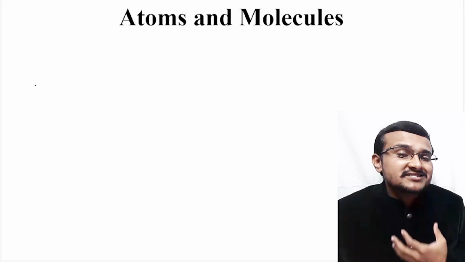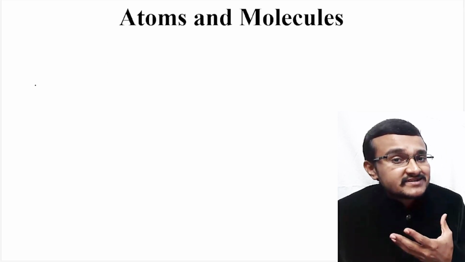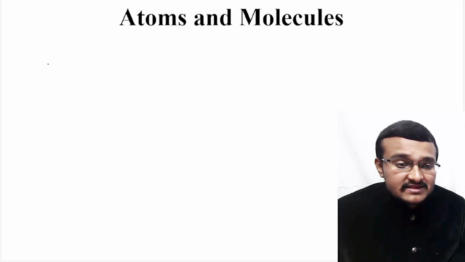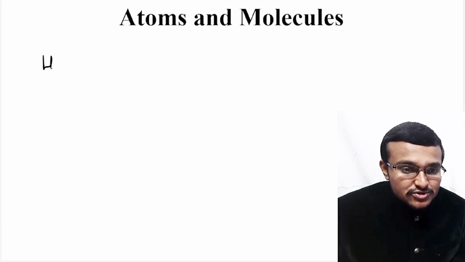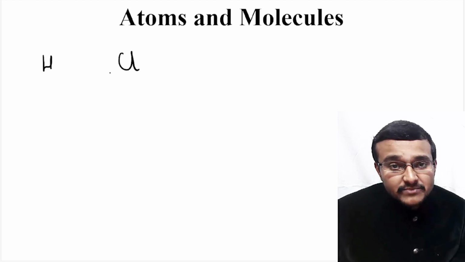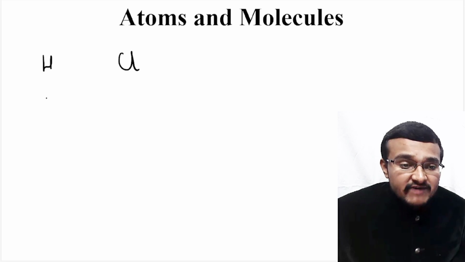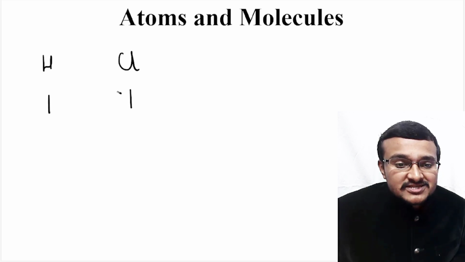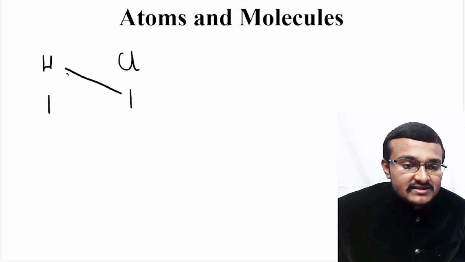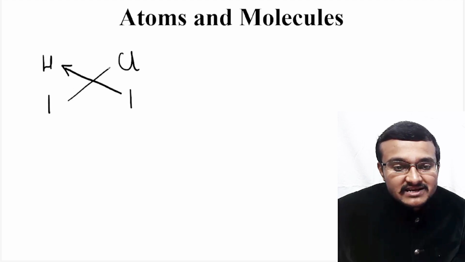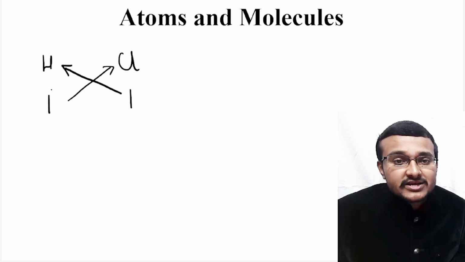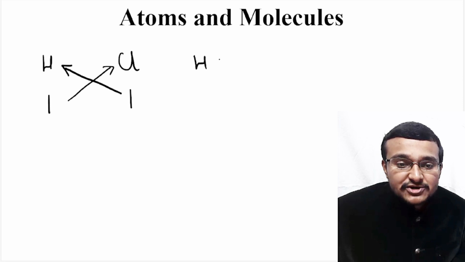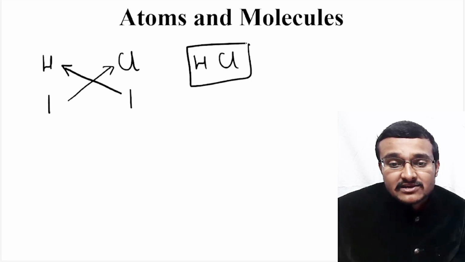If you want to understand the formation of bonds in terms of valency, consider hydrogen and chlorine as an example. Here the valency of hydrogen is 1 and the valency of chlorine is 1. So there will be a bond formation between hydrogen and chlorine and you will get the compound HCl.